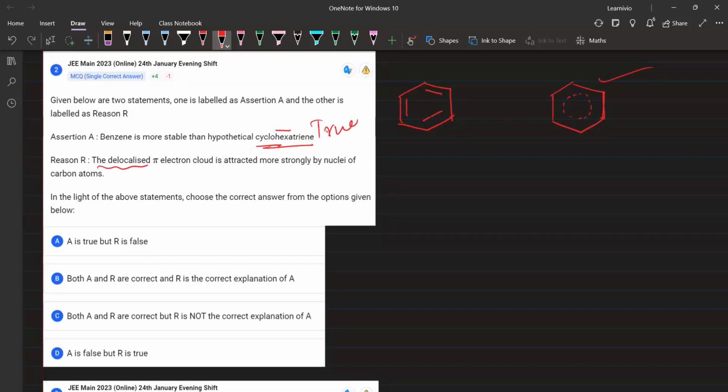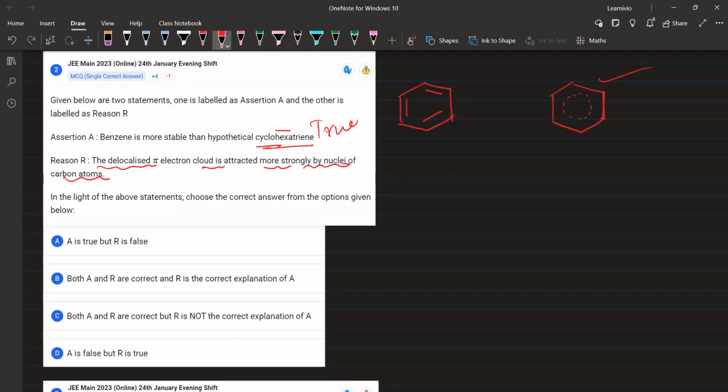And the reason is the delocalized pi electron cloud is attracted more strongly by the nuclei of carbon atoms. That is also true, and that is the reason why it is more stable: that it is attracted more strongly by the nuclei of the carbon atoms. Okay, so all of these 6 electrons, they are attracted by these 6 nuclei.